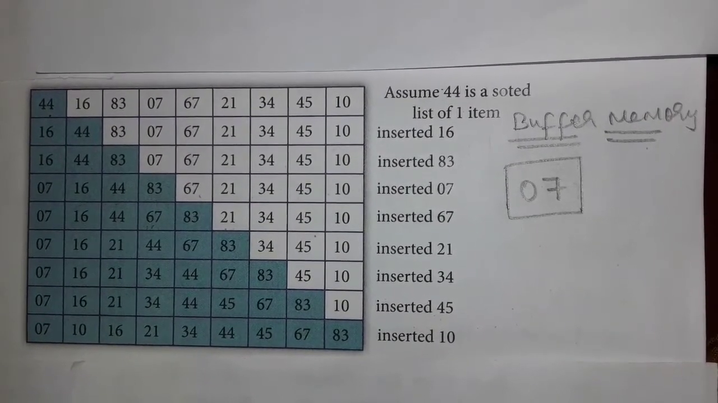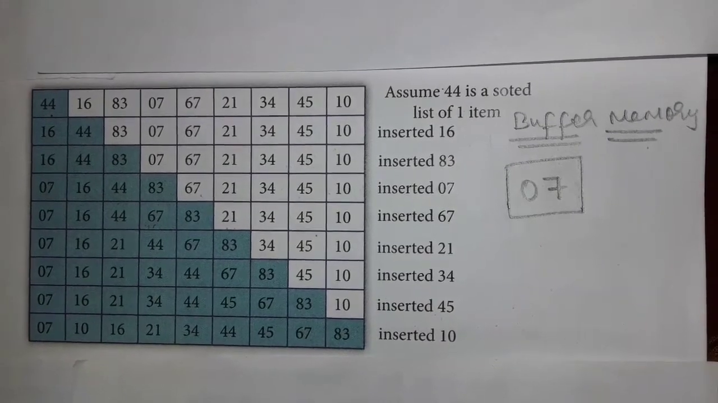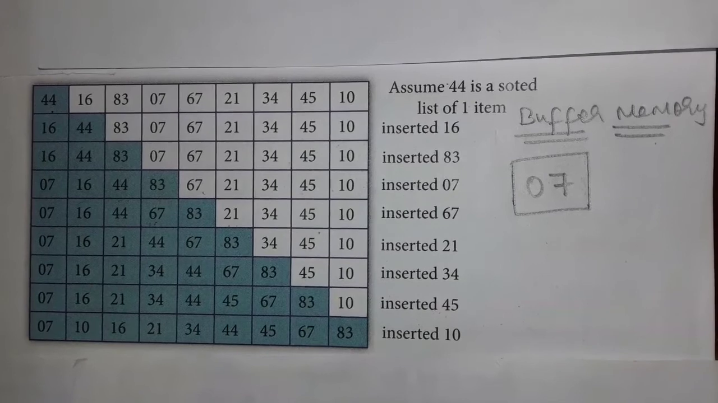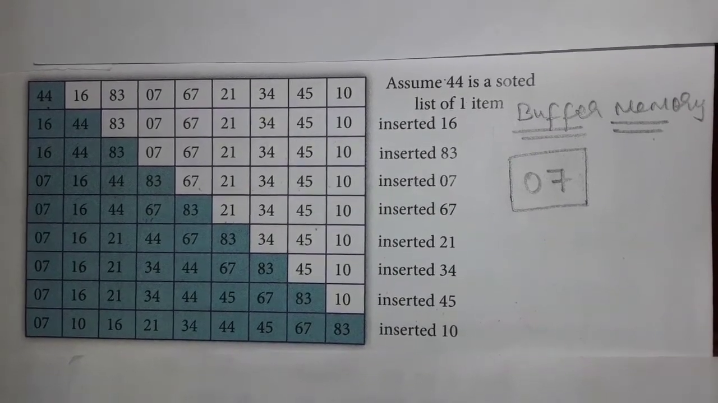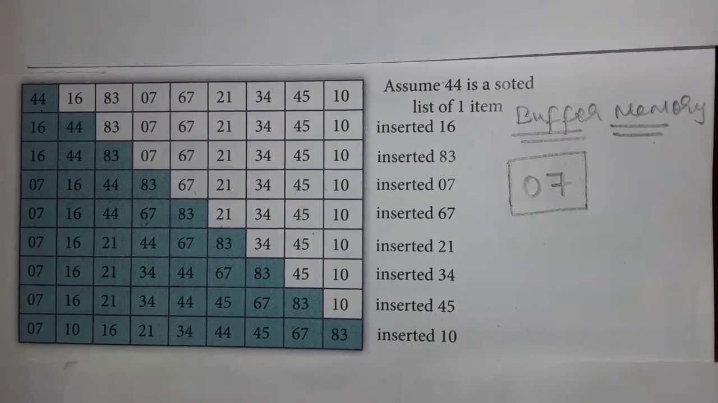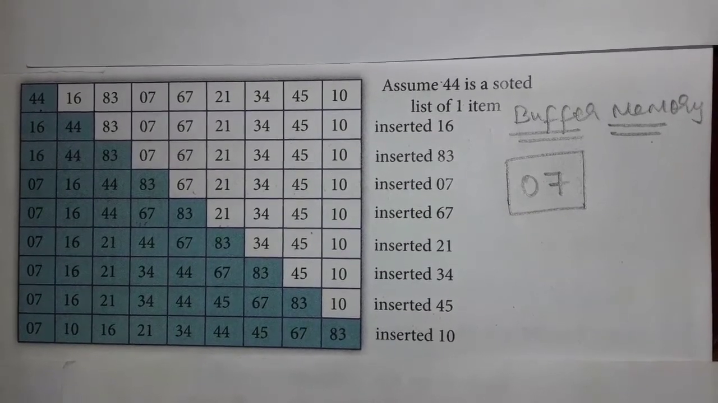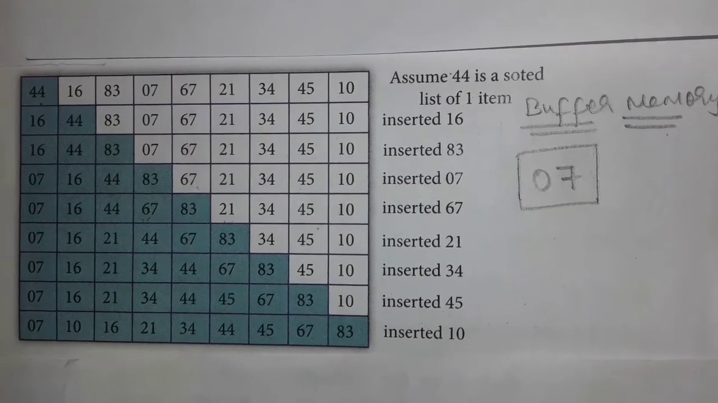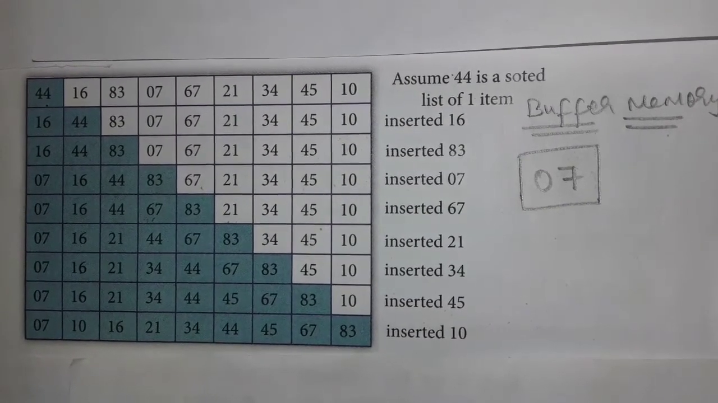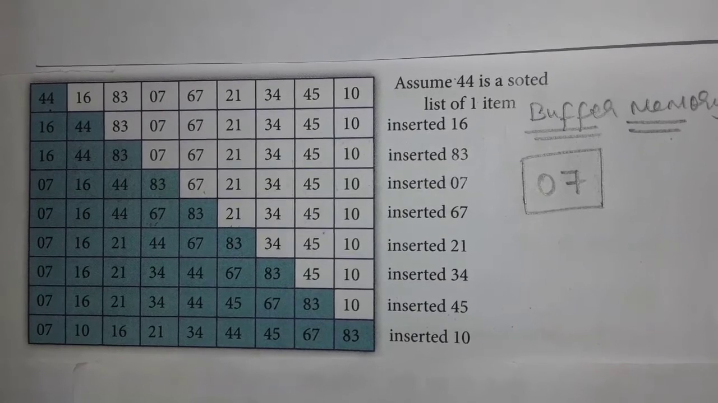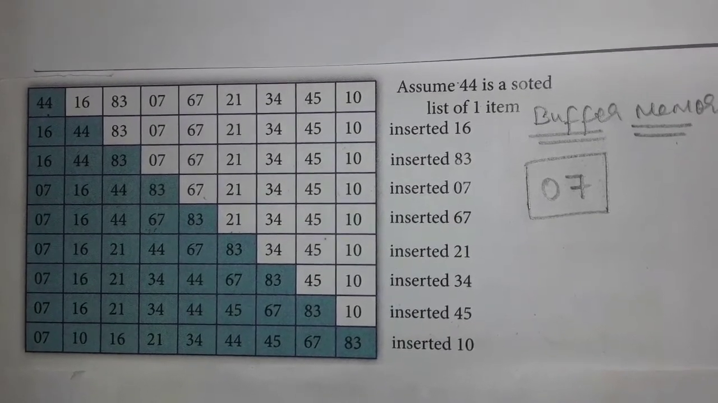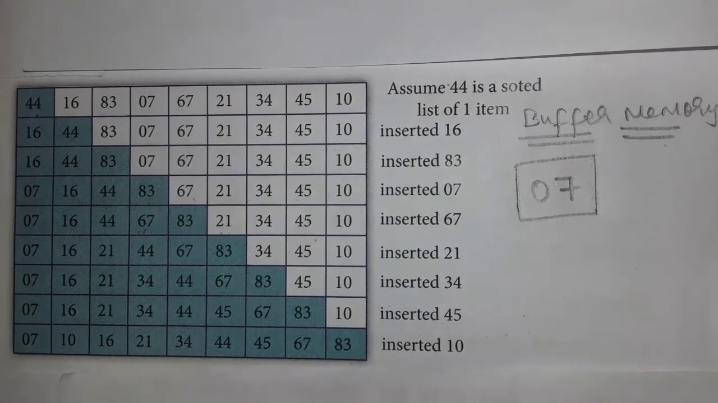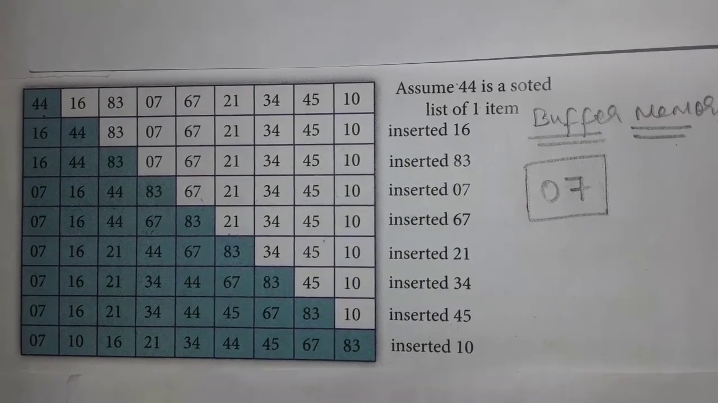So in each and every place, the smallest element will be searched. It will be taken to the correct position. This is called insertion sort. In the case of selection sort, the smallest element will be taken to the place where it is allotted. But here the position will be found out first. The value will be taken to the buffer memory. The space will be emptied and the value will be placed. This is called insertion sort.